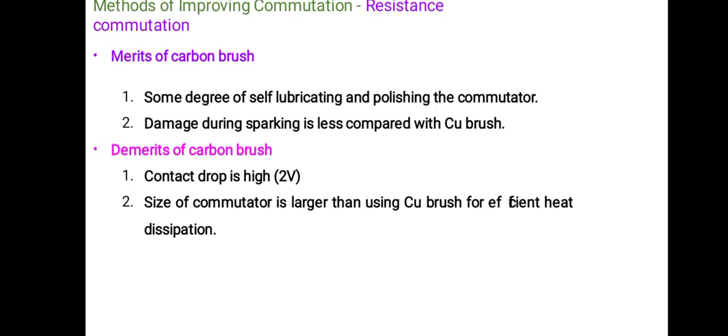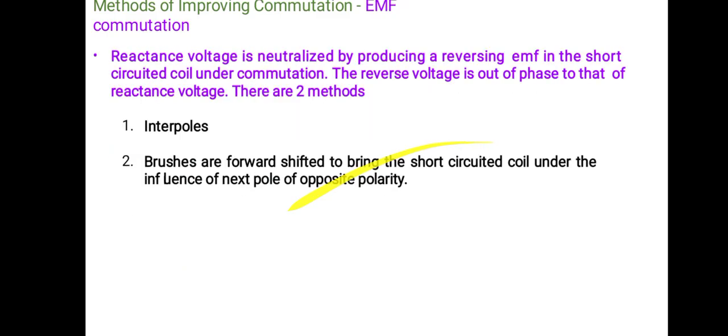Resistance commutation gives different advantages and disadvantages. Copper brush has some degree of self lubrication and polishing of the commutator. Damage during sparking is less compared to the carbon brush, whereas with a carbon brush the contact drop will be high, about 2 volts. The size of the commutator is larger than when using a copper brush. So for efficient heat dissipation, we use the carbon brush.